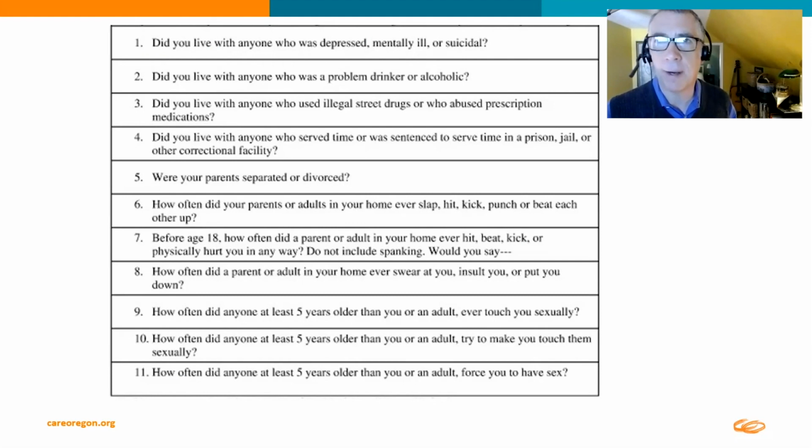Was someone a problem drinker, an alcoholic? Did you live with somebody who served time in prison? Were your parents together? Was there physical violence in the household? Were you ever experiencing physical violence? Were there any kinds of abuse that you felt, be they physical abuse, emotional abuse, or sexual abuse? Uncomfortable questions, asking people to think back on things that they haven't maybe looked at for many years consciously. But those are the questions that make up the ACE study.